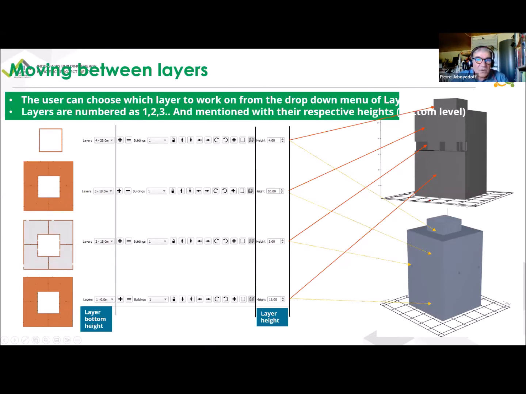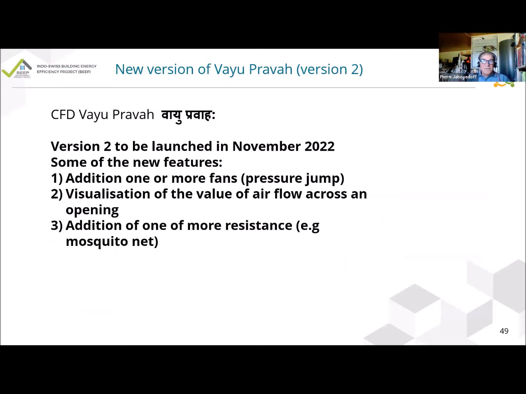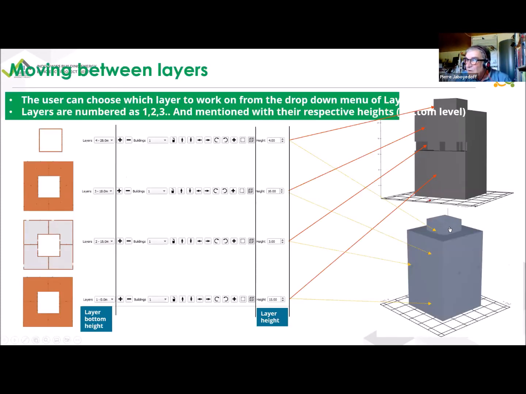Now, maybe one thing: I know that you are in the process of working on your projects. What we have presented to you is version 1. We are now about to launch version 2, which will have quite a few new features, but essentially 3 which are of interest. If you are in a very dense area and are not able to bring wind to the buildings, you can very well have a low energy fan, modeled by a pressure jump. That means if you are on top of this shaft, suppose you have a big fan here, you have a jump of pressure between above and below the fan.